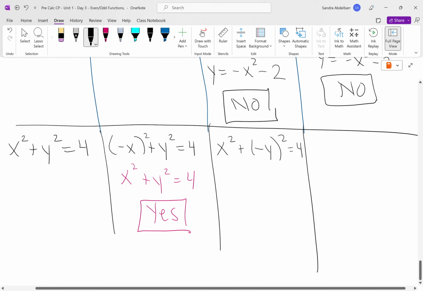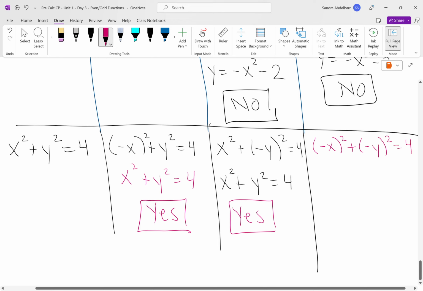So I'm going to now negate the y. Negative y raised to the second power is positive y squared. Is it the same as what we started with? Yes. So this is symmetric to the x-axis and the y-axis. Last thing we're going to test is the origin. So now we're negating both x and y. And when you negate both x and y, we get x squared plus y squared equals 4. Is it the same? Yes. So this one was symmetric to everything.